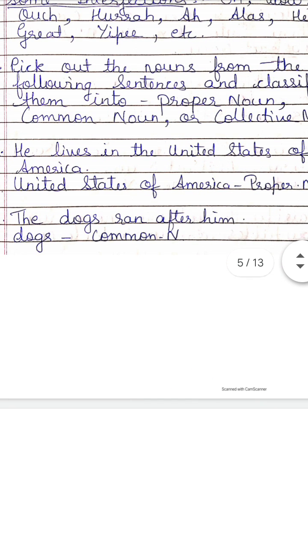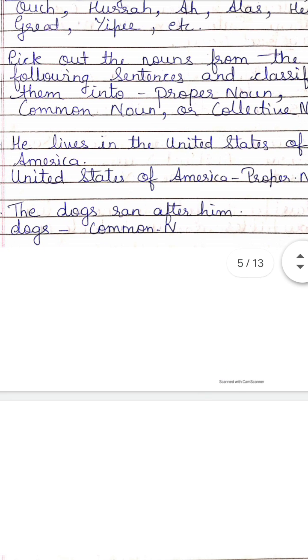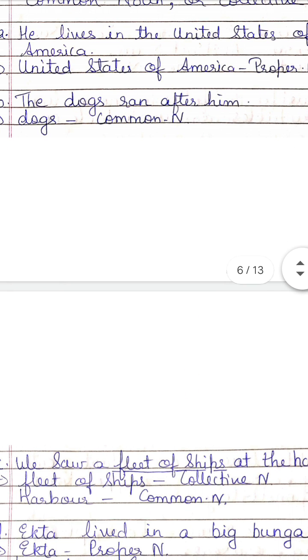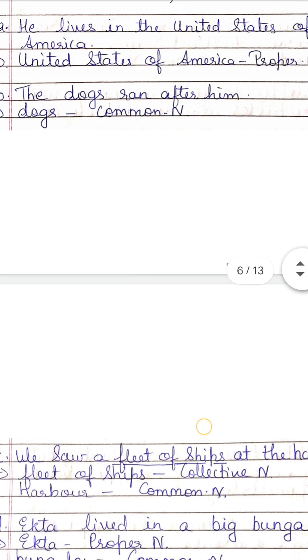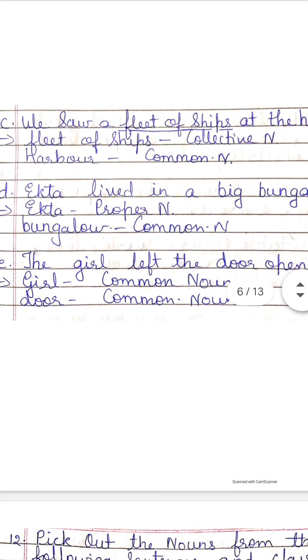So, he lives in the United States of America. This is the first sentence. He lives in the United States of America. So here United States of America is the only noun in the sentence and it is a proper noun because it's a name of a place. The dogs ran after him. Here the dogs is the only noun and it is a common noun. Animals are often said to be common nouns.